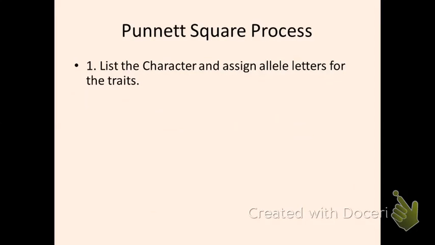When we're doing our Punnett squares, we are going to follow a particular procedure, and with the monohybrids this seems a little redundant, but it for sure is going to help us as we get into our complex traits and our more complex Punnett squares. The first thing you're going to do is list the character and assign the alleles for each of the letters. For example, the character is height. We're going to say T equals tall, little t equals short. You're actually going to write that out.